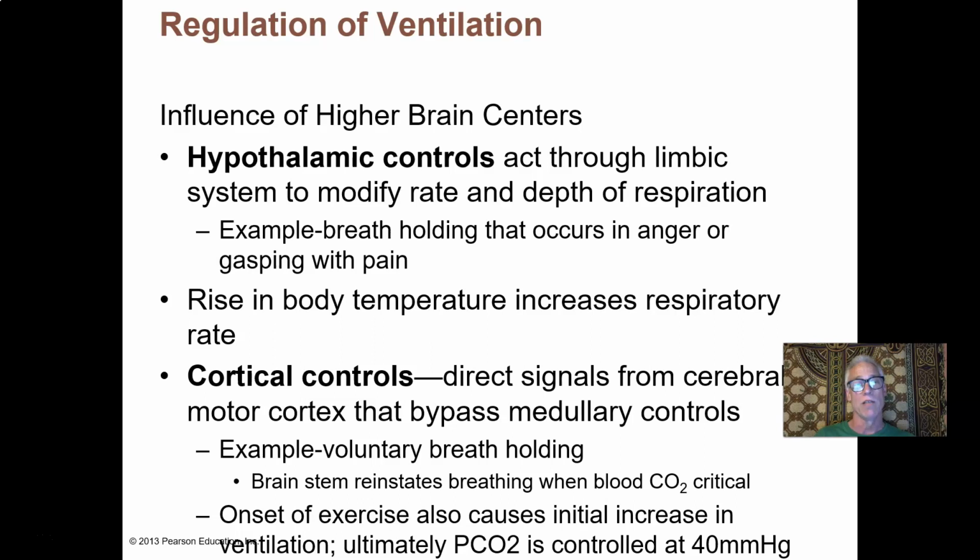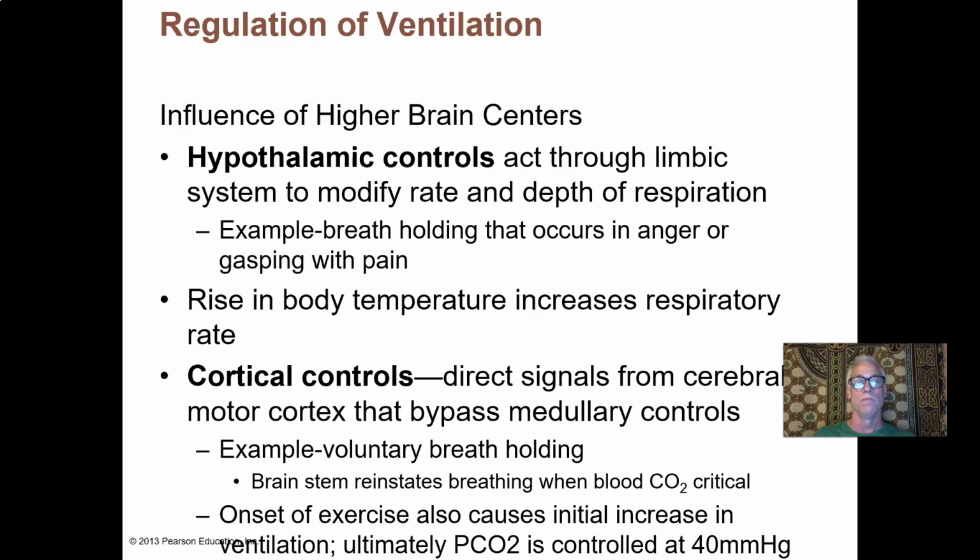The body temperature rises during fever, ventilation goes up, or during exercise. During exercise, one of the things that drives up ventilation rate is increase in body temperature, and that's a normal change in steady state body temperature that occurs during exercise. The more vigorous the exercise and the more high temperature the conditions, the more humid the conditions, the higher the body temperature will be during exercise.